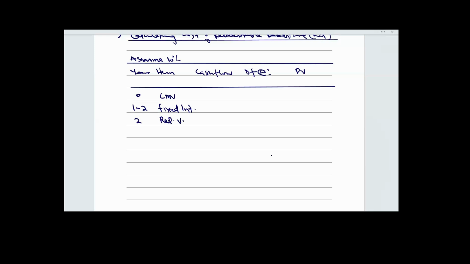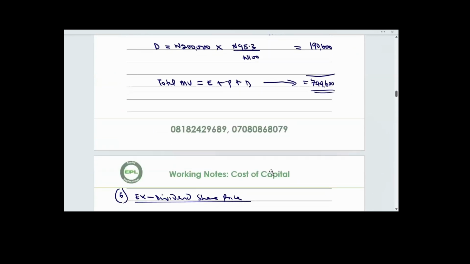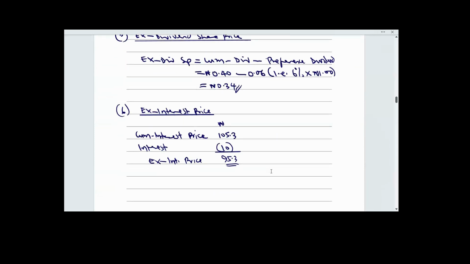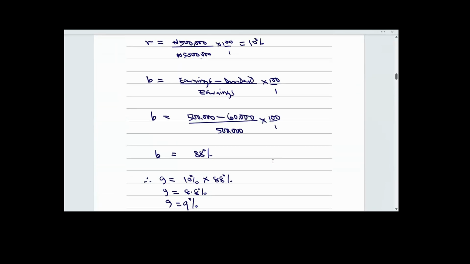How are we going to redeem the debenture? Examiner says at par. Okay, so the cash flow, the X-int price that we calculated for the debenture is 95.3. 95.3 based on our working. That's working number 6, I think. Yes, working number 6. That's 95.3 X-int price. You don't use cum-int price to calculate that. It has to be X-int price.